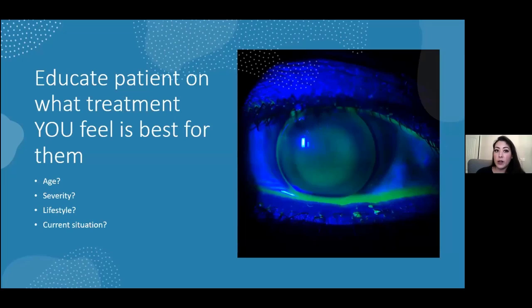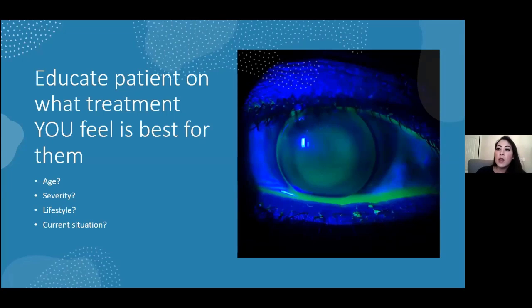Also the severity: are they a mild case or are they very severe? If somebody is very, very severe and they want to wear soft contact lenses, that's just really not going to be the best option for them. So it's important to educate them on why they would not be a good candidate for something like that.